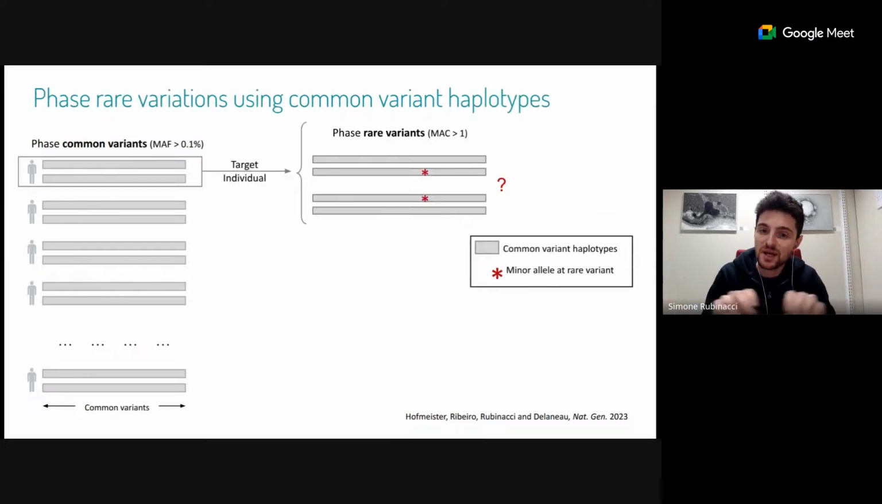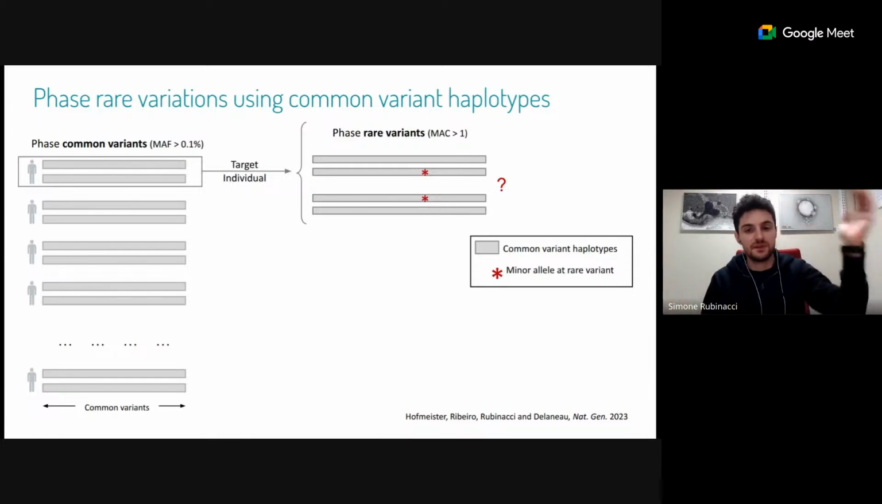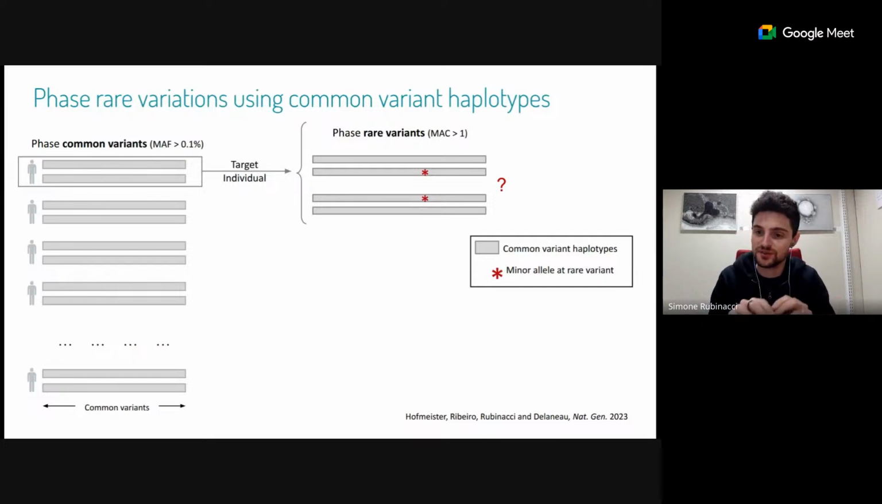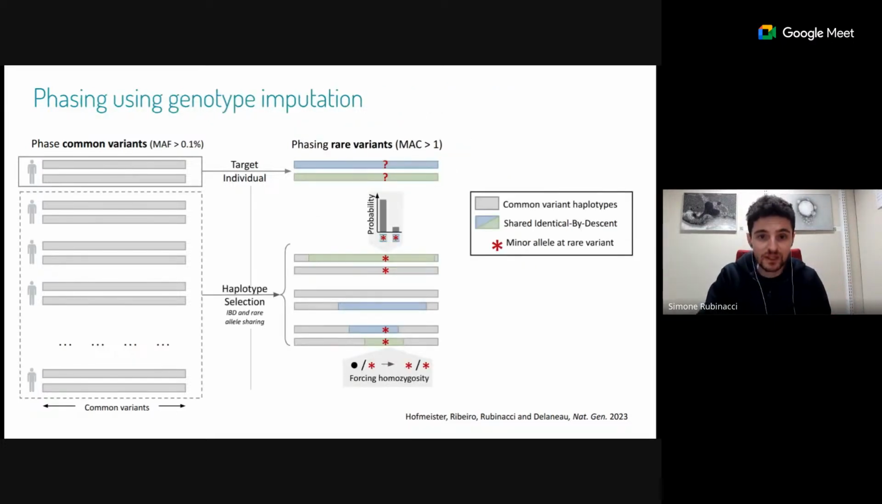And after we phase these common variants, we use this as a backbone to phase rare variants on top of it. We call these common variants a scaffold to phase rare variants. And to do that, we take each sample in turn, and we only consider rare heterozygous sites, those that we need phasing. And for a specific heterozygous variant in one individual, we select a set of other individuals in the data set that share a long haplotype track, identity by descent, using the common variants that have already been phased.